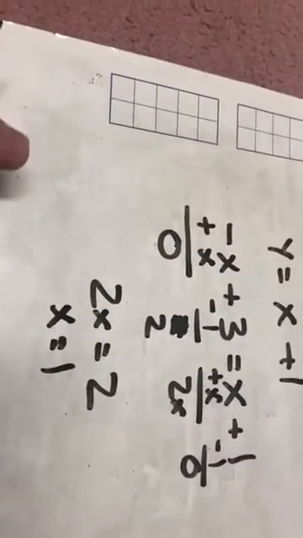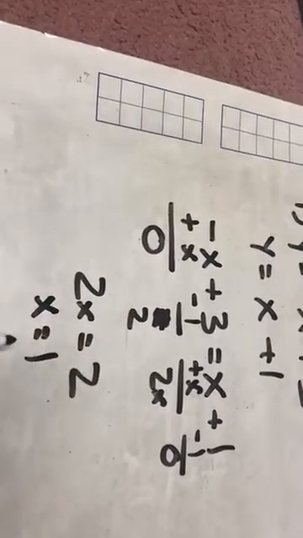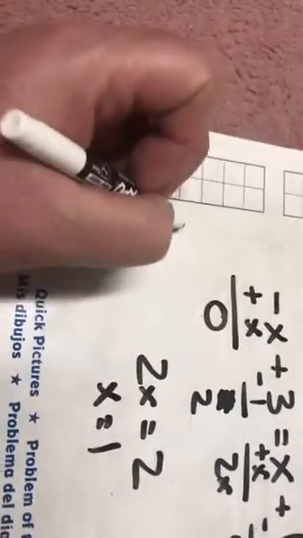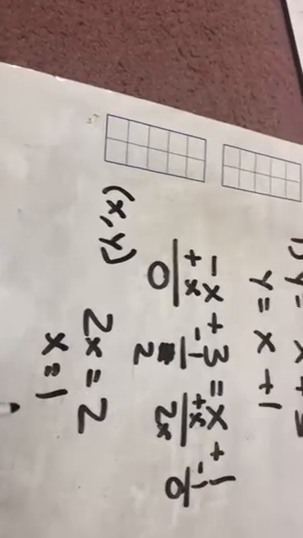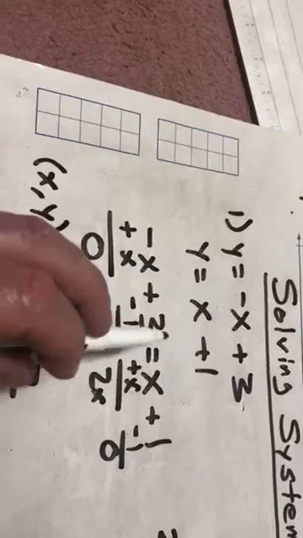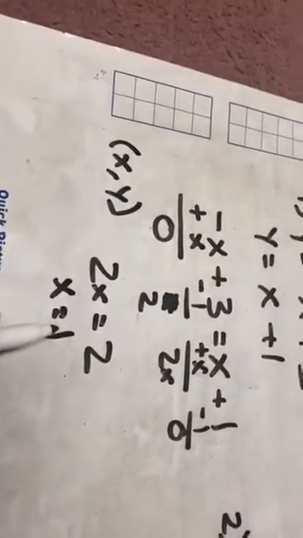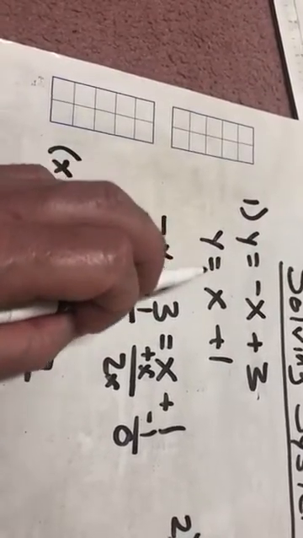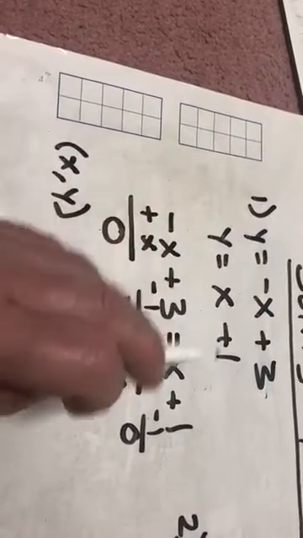But you can't stop there. The directions do not ask us just to solve for x. The directions tell us to find the intersection point. An intersection point, remember, has an x and a y. It is written as an ordered pair. So once you know x, you have to plug it back into one of these equations to figure out what y is. Let's say x equals 1. If I plug in 1 for x here, y equals 1 plus 1, because x equals 1. Then y would equal 2.